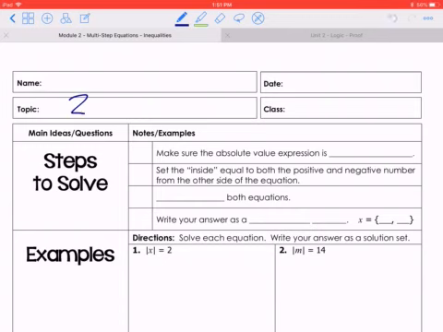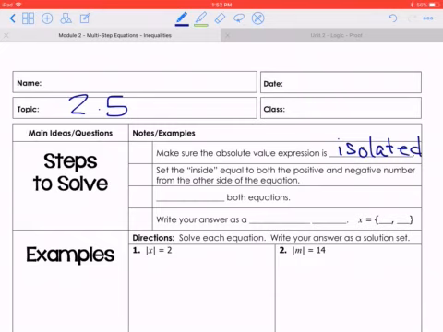So this is lesson 2.5, and we are going to talk about absolute value today, all right? So remember, we talked about absolute value a little bit. That's with our two brackets. So make sure the absolute value expression is isolated. Now, hopefully we know what that word means. Isolated means like alone, okay? Think about if someone is isolated, they're all by themselves, okay?